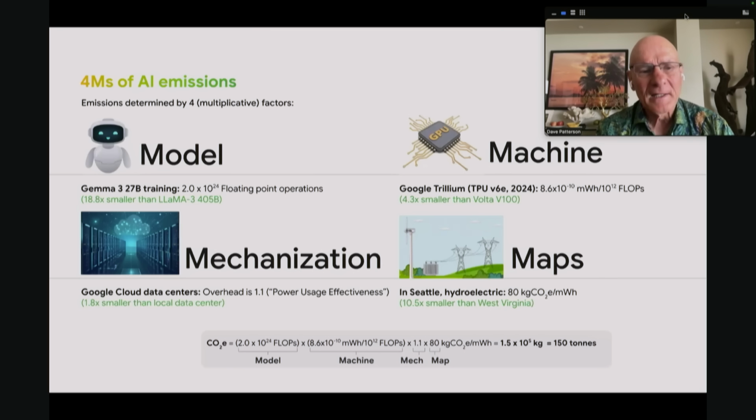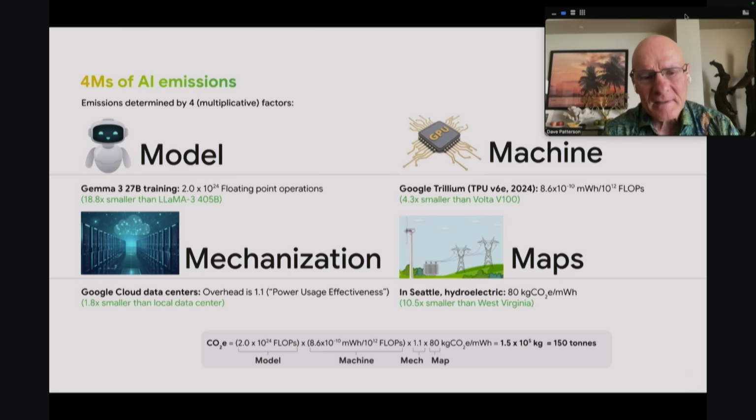Okay, put that in. We're going to use a more efficient model. Google has an open source model that takes only 2 septillion floating point operations to train, about as good as the Llama model. So that's a factor of 20. We have data on Trillium, one of the most recent TPUs. In terms of energy per floating point operation, that's about a factor of 4 better.